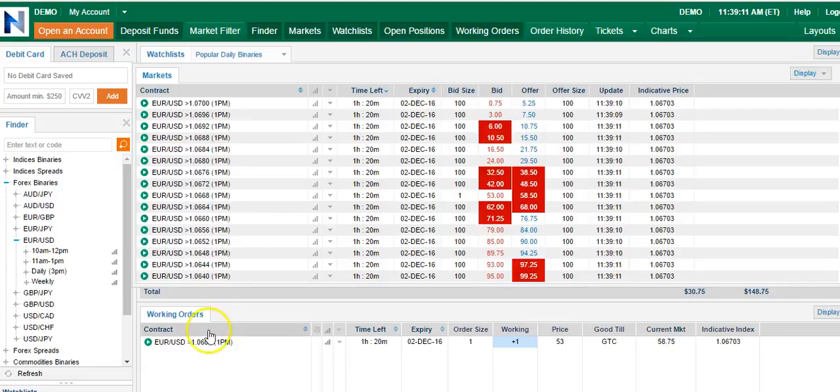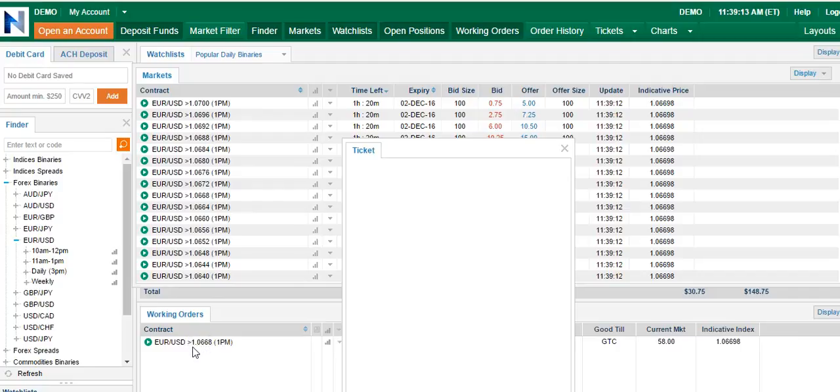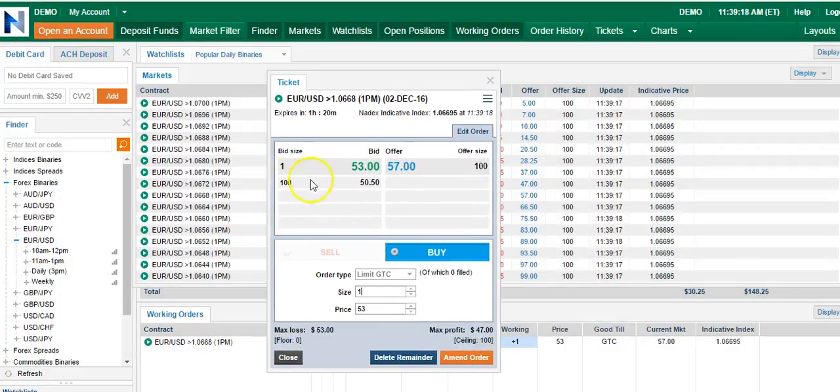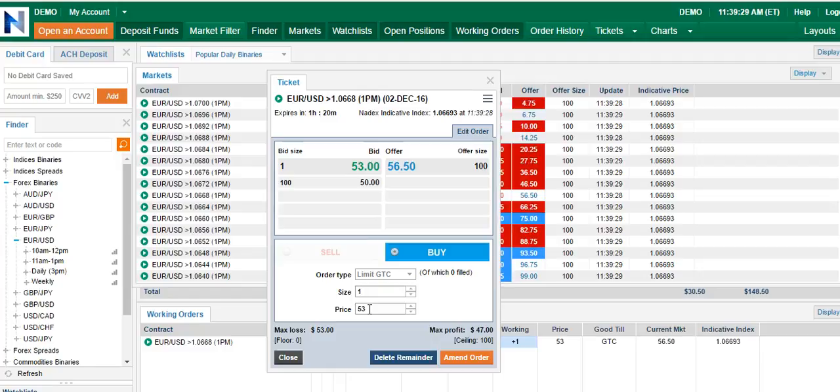But what I can do is click on working order, and that brings the ticket back up, and you can see your one right there, and your 53. I could leave it in there, and if the market comes down enough, it'll fill me at $53, and I will be in at $53.